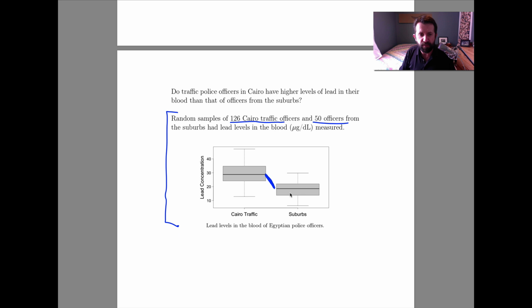Let's pretend for a moment there's no real difference between these two groups. Like in reality, the Cairo officers and the suburbs, let's pretend that they have the same distribution of blood lead level. What are the chances of seeing something like this?